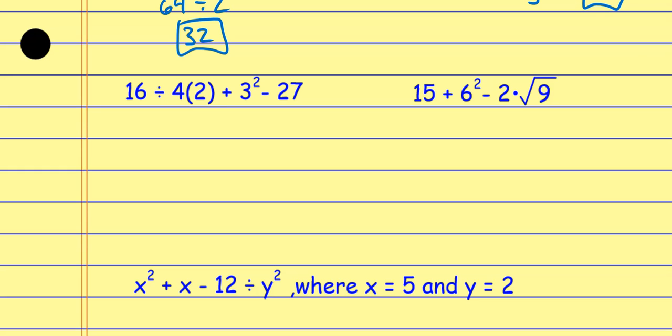If I look at the next one, I have parentheses, but there's nothing inside those parentheses, so we don't have to worry about that. I do have to understand that this is 4 times that. So when we see something written side by side, it's just multiplication that's implied. So I have an exponent, I have multiplication, I have division, I have subtraction. I start with the exponent. So I'm going to do the exponent first.